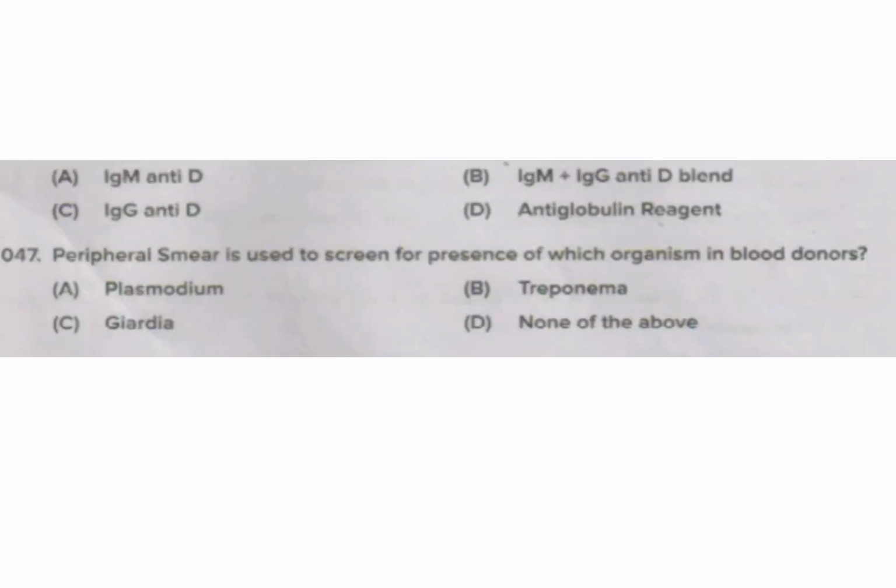Next question. Peripheral smear is used to screen for the presence of which organism in blood donor? Four options are there. Option A, Plasmodium. Option B, Treponema. Option C, Giardia. Option D, none of the above. The answer is option A, Plasmodium.